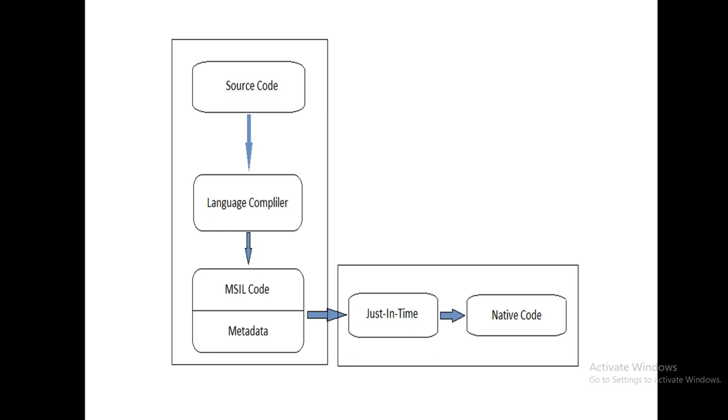Okay, so first of all, source code. Then the language compiler will come, take the source code, and from the source code it will make a different type of thing, which we will call MSIL code. Now what is MSIL code? You must have a question: what is MSIL code? The full form of MSIL is Microsoft Intermediate Language.